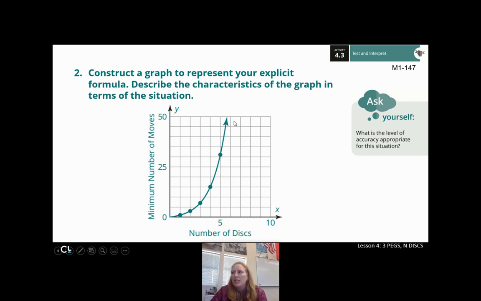Now here's what's interesting: it's very much an exponential equation, isn't it? You can see it's doing that curve. Not only was my variable in the exponent on my explicit formula, but it's making a curve, most definitely.